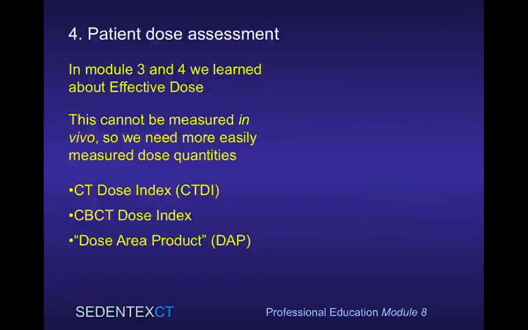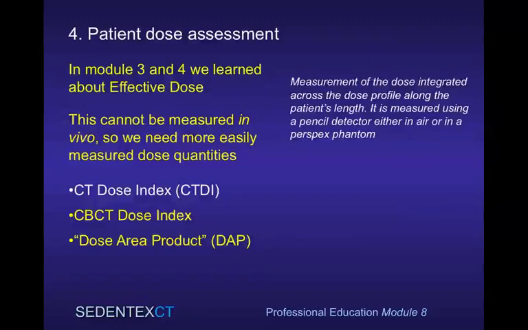The first of these is CTDI, or the CT dose index. This is what is used normally for the assessment of patient dose in conventional medical CT scanning. It's the measurement of the dose integrated across the dose profile along the patient's length, and is measured using a pencil detector either in air or in a Perspex phantom. Unfortunately, CTDI is not ideal for cone beam CT equipment. However, some manufacturers do use this in their recommendations, in which case it would be appropriate to try to follow those recommendations.